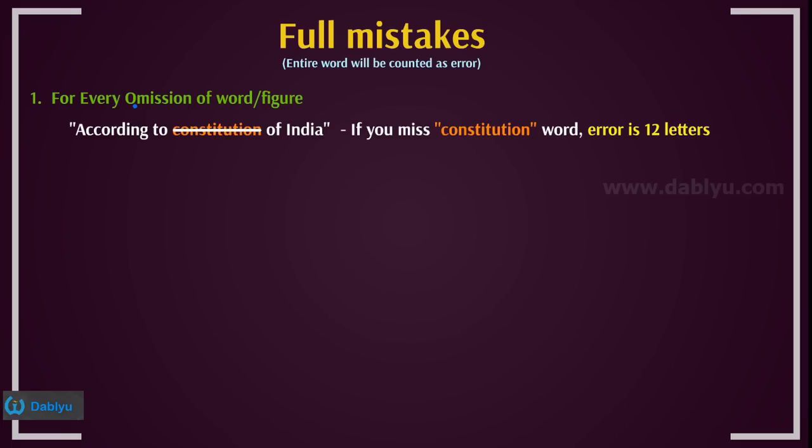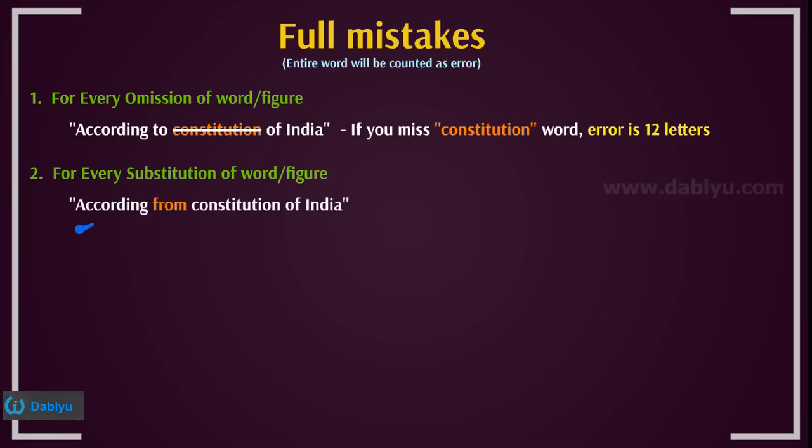Now let's get into the second case. The second case says every substitution of a word or figure. In place of one word, if you type some other word, that will also be considered a full mistake. Let's take an example. In "according to Constitution of India," if you type "according from Constitution of India," so in place of "to" you type "from," then this will also be considered a full mistake under the substitution of word or figure case.